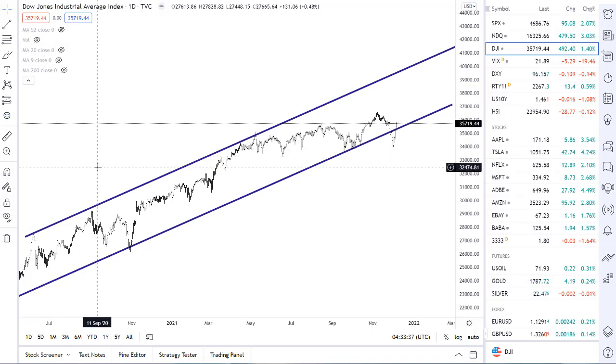We're actually getting a false breakout, and it looks like it's going to be a false breakout. But what does that false breakout mean? And where's the Dow Jones now likely to go because of that false breakout? Let's get straight into it.